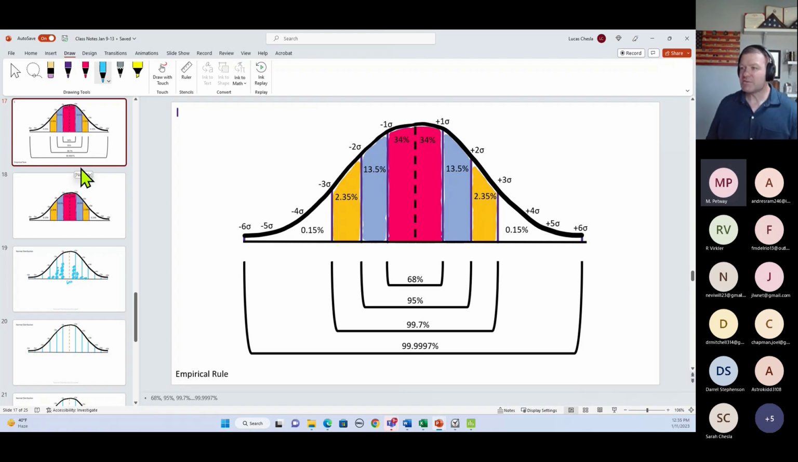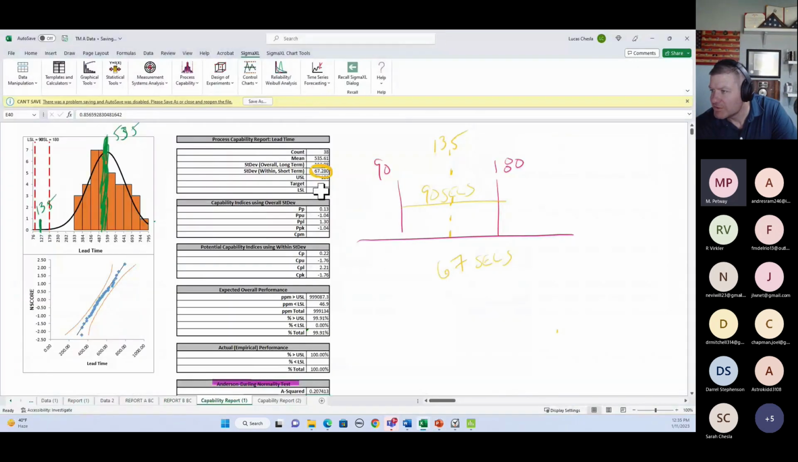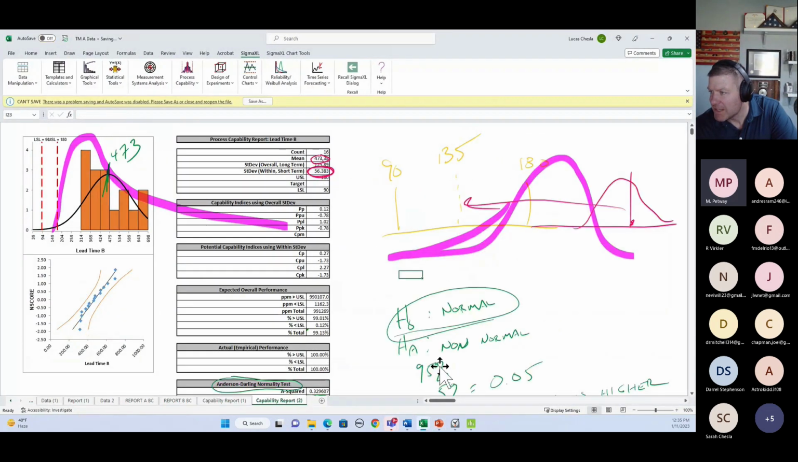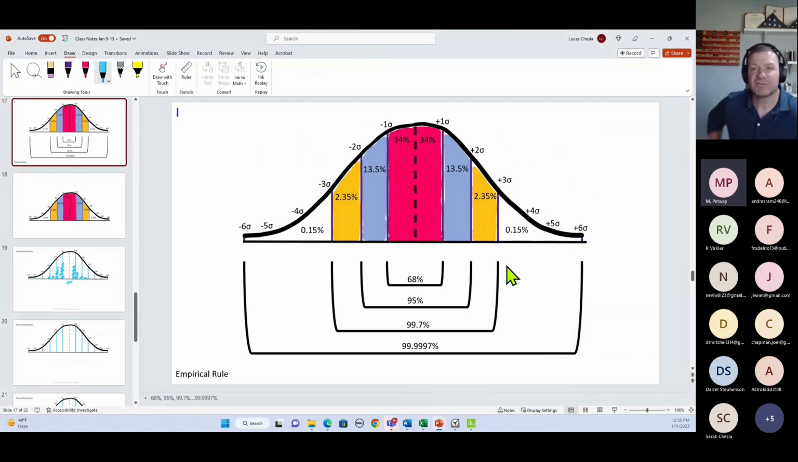Okay, if we're going to use this variation, we're trying to figure out how much variation is in our process. What does this 67 mean? What does this 56 mean? That's what we're trying to describe at this point. Well, let's take a look at the data and say, check this out. Anything within plus or minus 1 standard deviation.